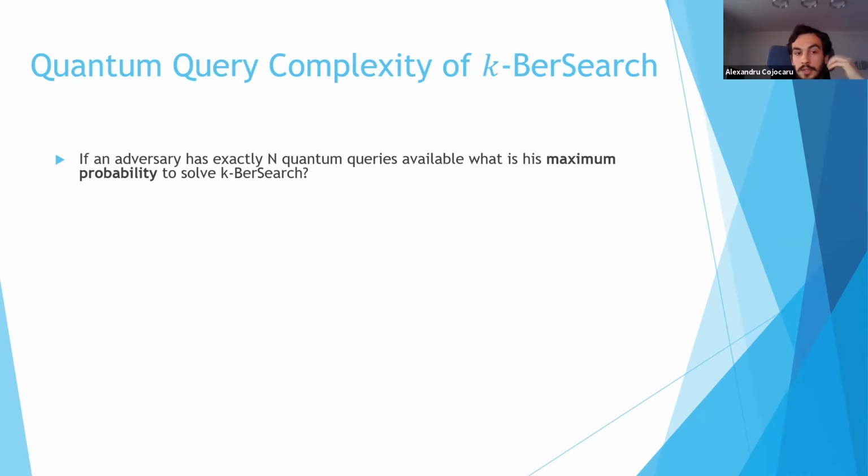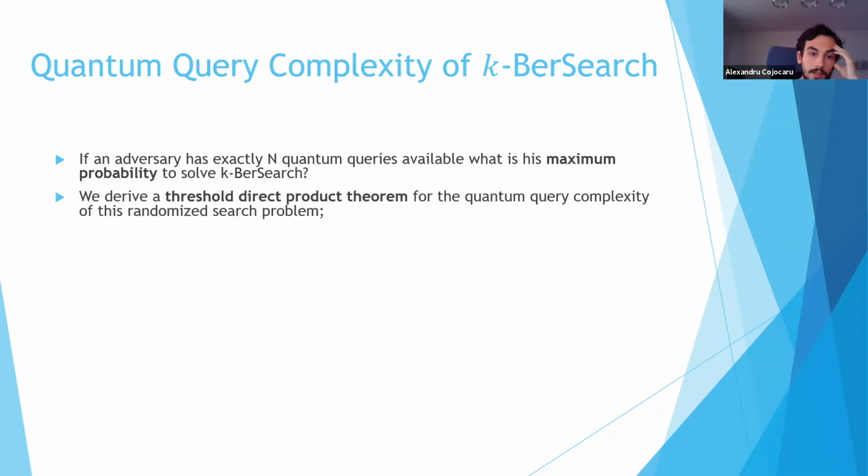So now it essentially suffices to just study the query complexity of the simplified problem of the k-bear search. And the main question we are asking is, if an adversary has n quantum queries, what is his maximum probability to solve k-bear search, that is, to find those k preimages? To do this, we derive a threshold direct product theorem.